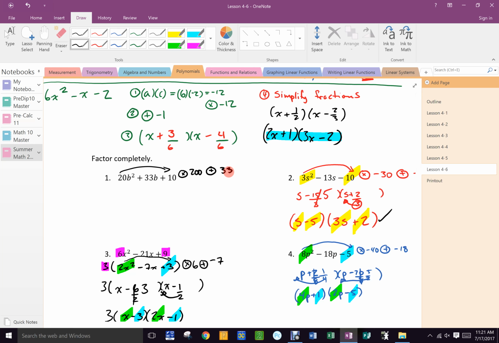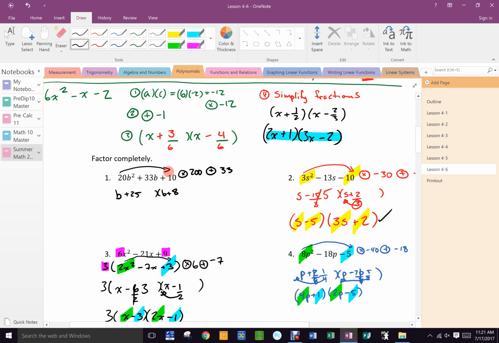Is it 2 and 100? No. Is it 4 and 50? No. Is it 5 and 40? No. Is it 8 and 25? Yeah. Because 8 plus 25 is 33, right? So I must need b plus 25 and b plus 8, correct? And I had to multiply by 20.